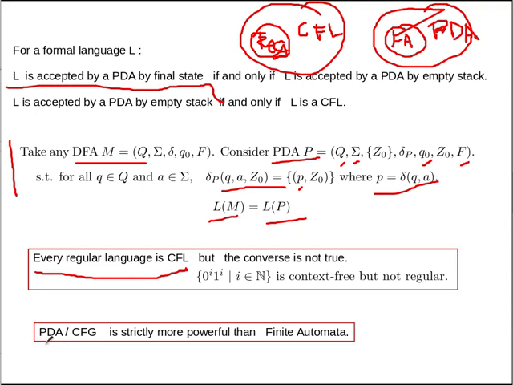So whether you consider the model of computation as grammar or pushdown automata, these models are strictly more powerful than the model of finite automata. Here, whatever you consider, deterministic or non-deterministic, everything is equivalent for finite automata. But this model that we are considering, PDA or context-free grammar, is strictly more powerful than finite automata. Okay, so that's it.